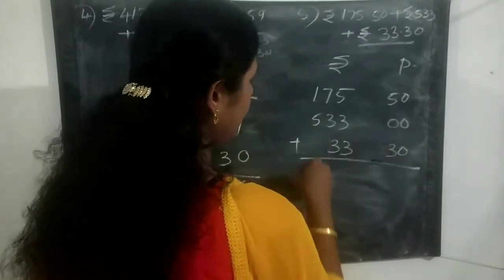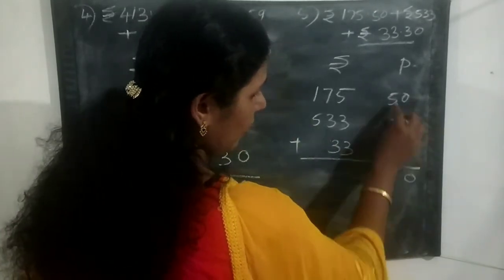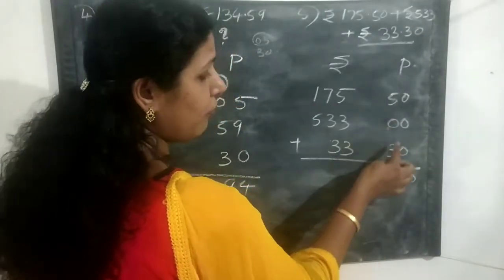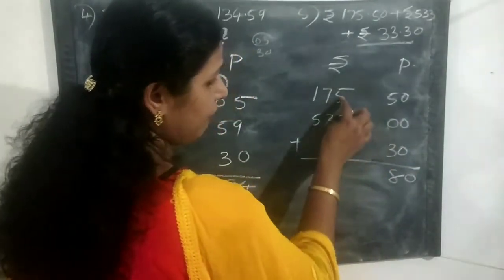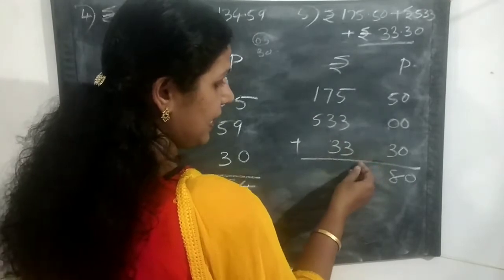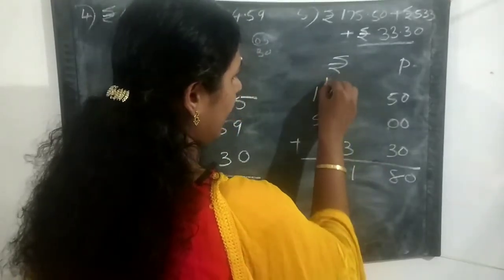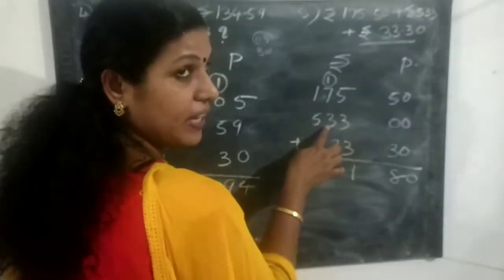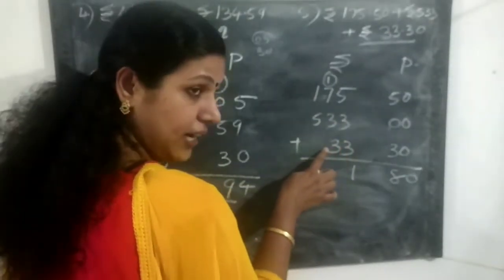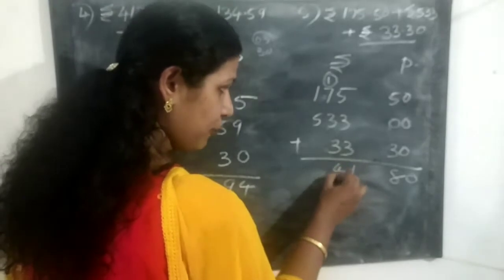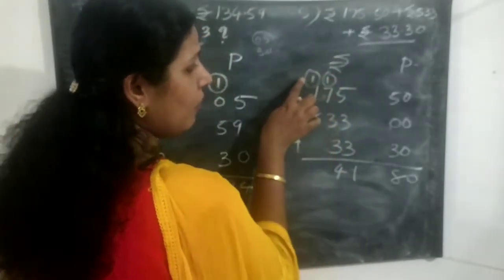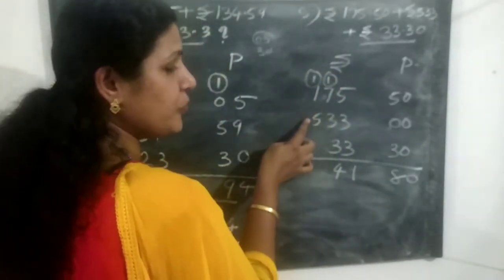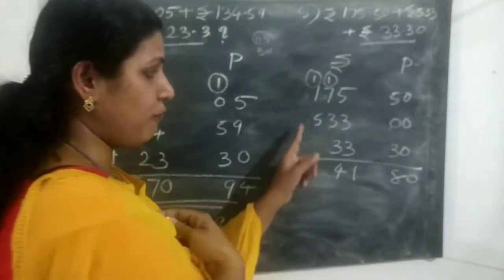Okay, then the next step is addition. 0, 5 plus 0, 5. 5 plus 3, 8. Then 5 plus 3, 8. 8 plus 3, 11. We write 1 and carry over 1. 1 plus 7, 8. 8 plus 3, 11. 11 plus 3, 14. Here we write 4. Carry over 1. 1 plus 1, 2. 2 plus 5, keep the 2 in the mind, 5 in the fingers.